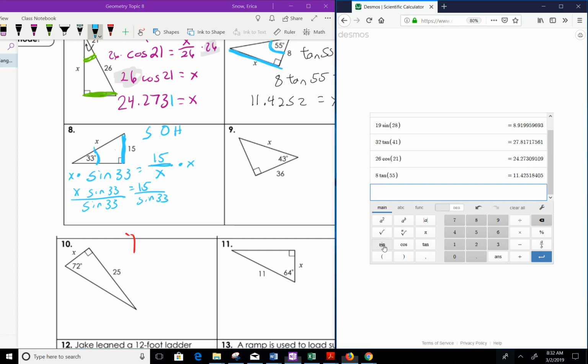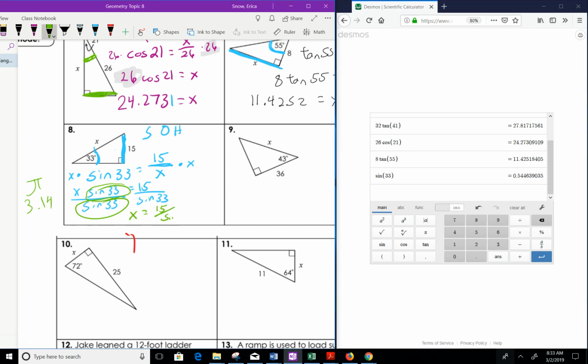Now, again, guys, if I put sine 33 in, it's just a number. It's always just a number. These letters are just representing a number, okay? So just like pi, when I say pi, you think 3.14. That's all sine 33 is. It means 0.544, whatever. But we just treat it like a number. So now we have x equals 15 divided by the sine of 33.